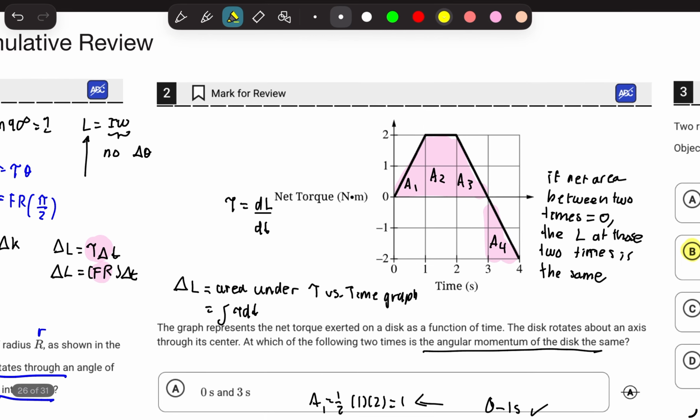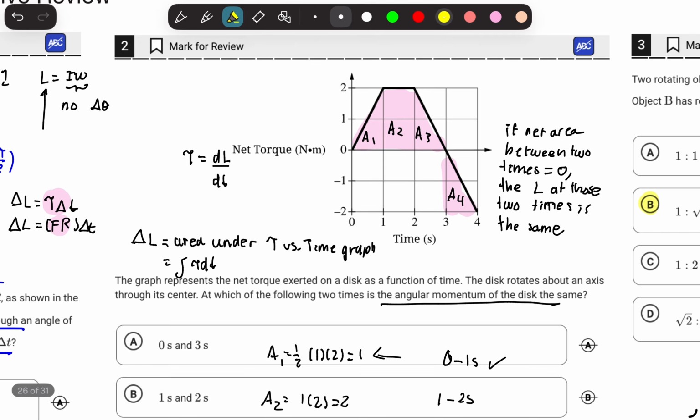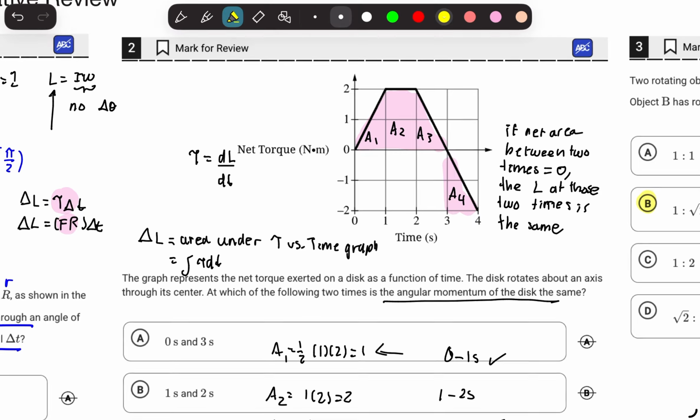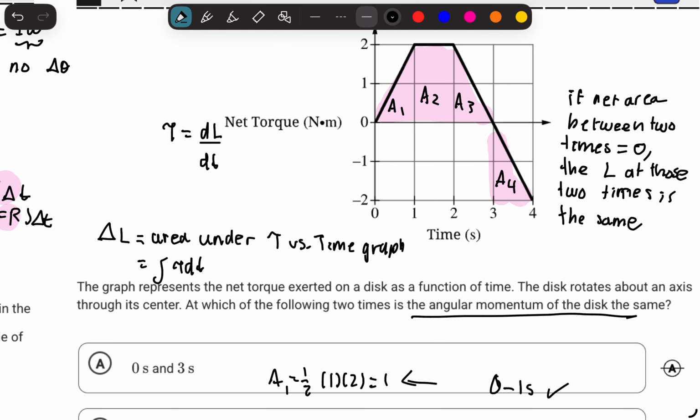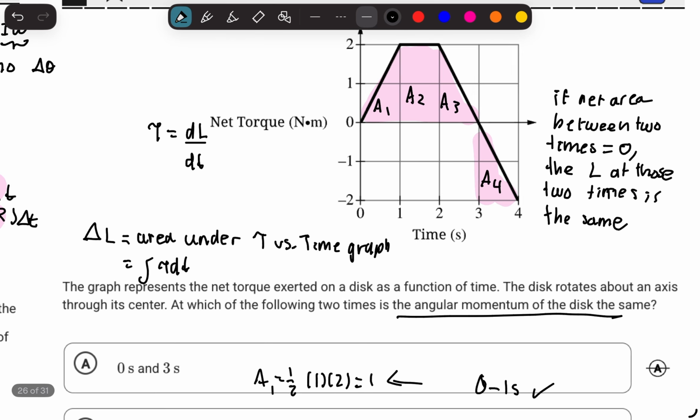Now for your next question, you have the graph represents the net torque exerted on a disk as a function of time. The disk rotates about an axis through its center. At which of the following two times is the angular momentum of the disk the same? So what you need to know here is that in this graph, the area under the curve is going to be what the change in angular momentum is. So that's the area underneath the torque versus time graph.